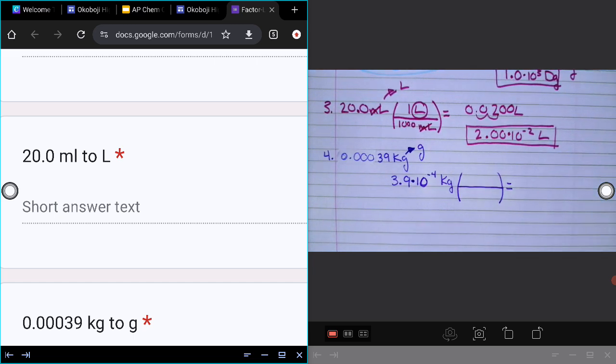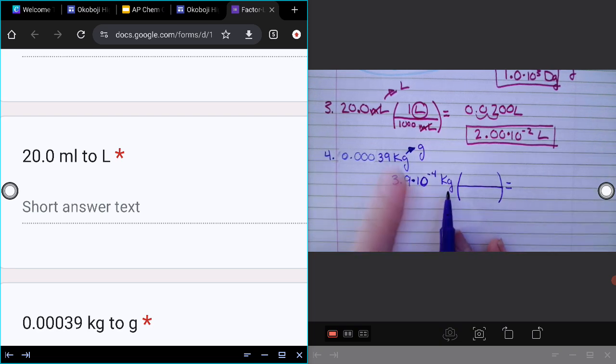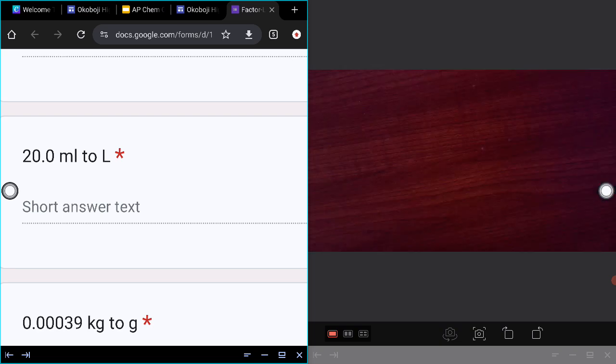Ready for the math magic? Okay, let's look at kilograms and grams on that table that we did.